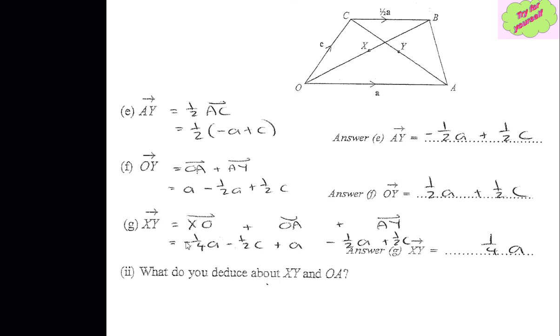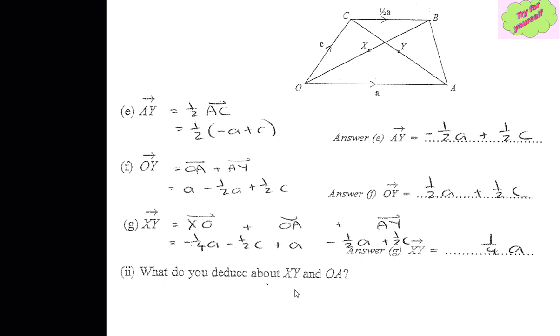Combine your like terms. You've got negative a quarter A plus A is 3/4 A. 3/4 A minus a half A is a quarter A. Now we've got minus a half C plus a half C, that's gone. That's how we end up with a quarter A.